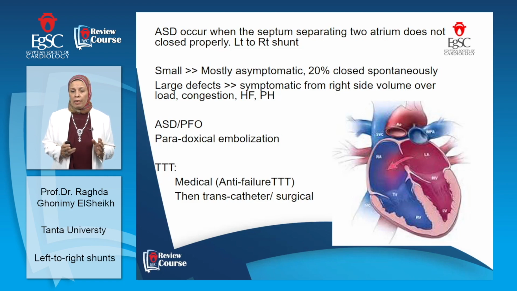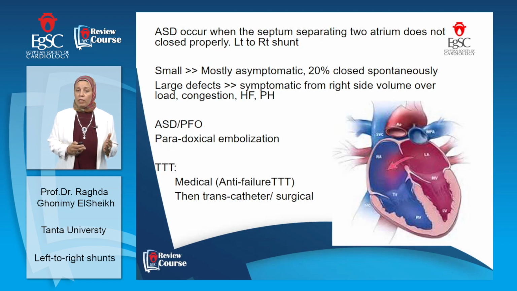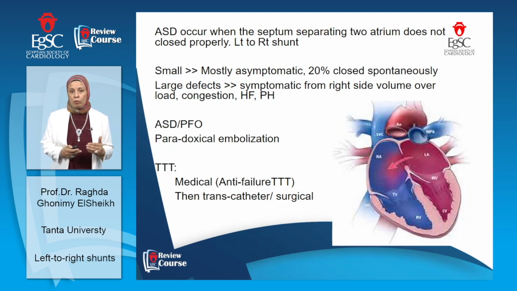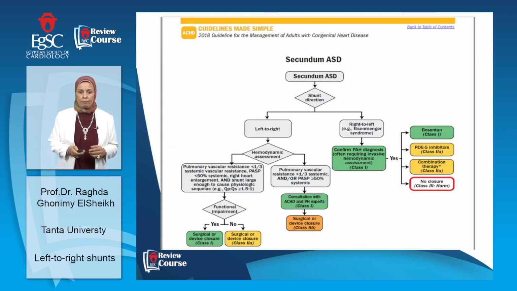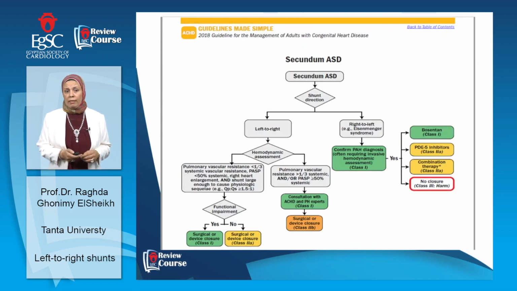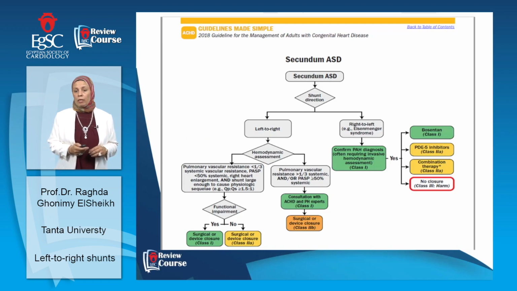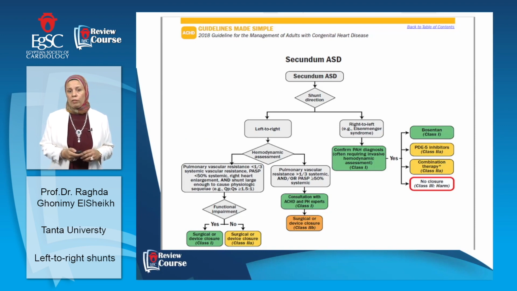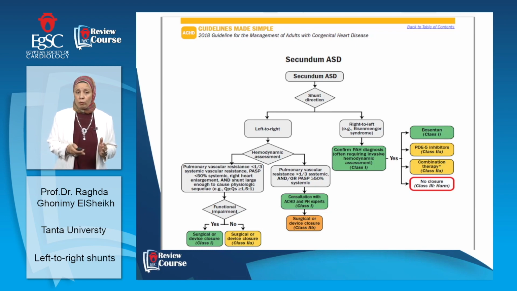If the patient has specific symptoms of congestion and pulmonary overflow, we will start medical anti-failure measures, and after that, when the patient fulfills the criteria for transcatheter or surgery, we can go for intervention. This is the latest guideline of the American Heart Association and American College of Cardiology for the recommendation of intervention in secundum atrial septal defect, 2018. And if we revise it together, we speak about the left panel, where the left to right shunt is our scope today.